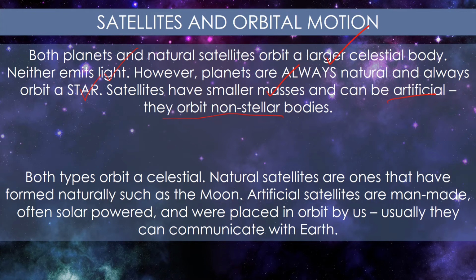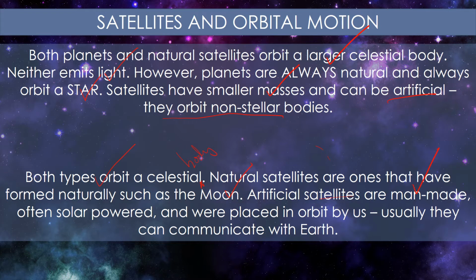Okay, so I've also skipped forward on the other question, which is very annoying, but let's talk about how we would answer it. This again is a comparison. They both orbit a celestial body. Natural satellites are ones that have formed naturally, such as the moon. So this is their difference. Artificial satellites are man-made, and often solar powered. They're placed in orbit by us, and usually they communicate with Earth.